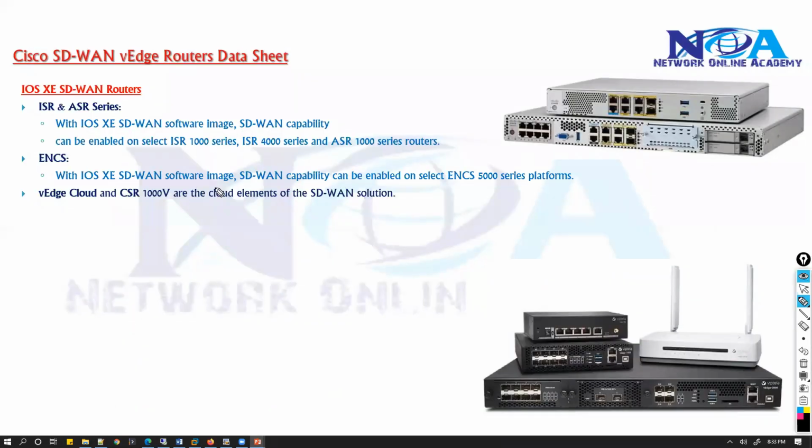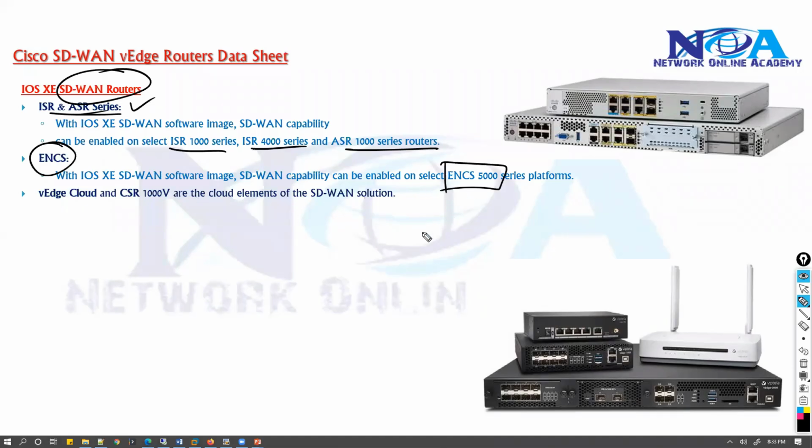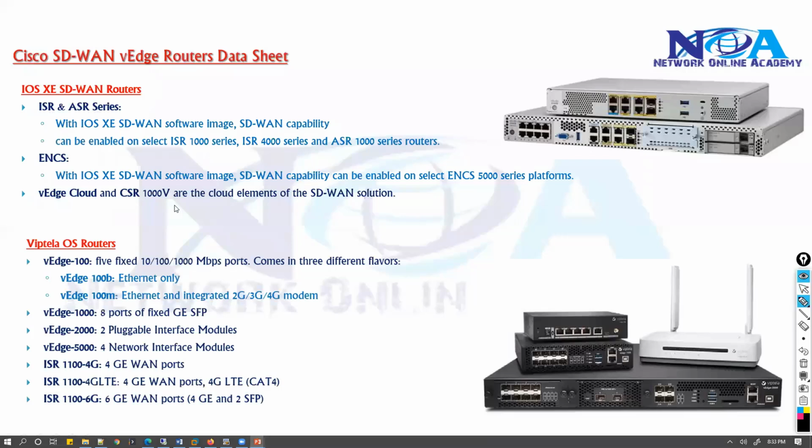Here, you can see the specific list of models. As I said, from Cisco, the ISR and ASR series like 1000, 4000, and ASR 1000 series models. And there is one more model, the ENCS 5000 series, that is also supported. In terms of virtual, it will be CSRV. And with Viptela, these are the specific models: vEdge 100, 1000, 2000, and 5000, and also the ISR 1100 4G. Again, there are different models. If you check the Cisco website, you'll probably find more details.